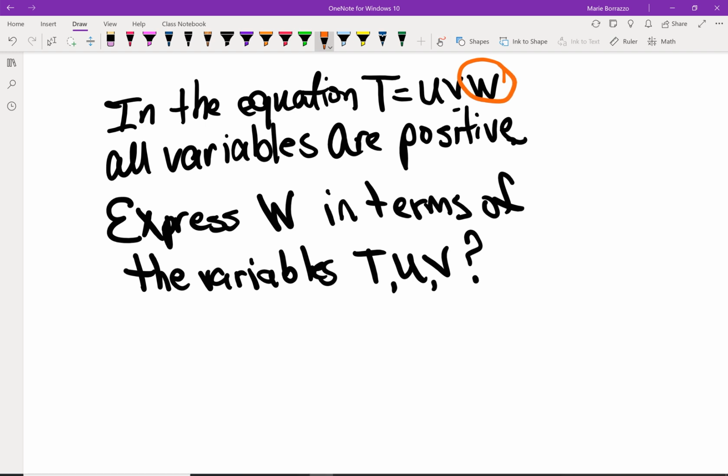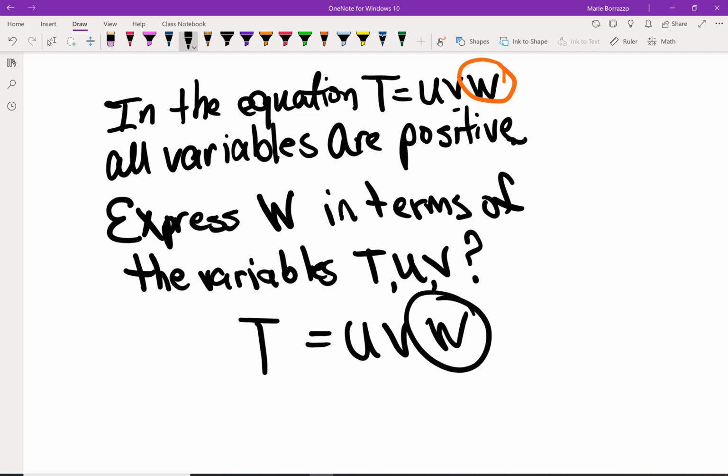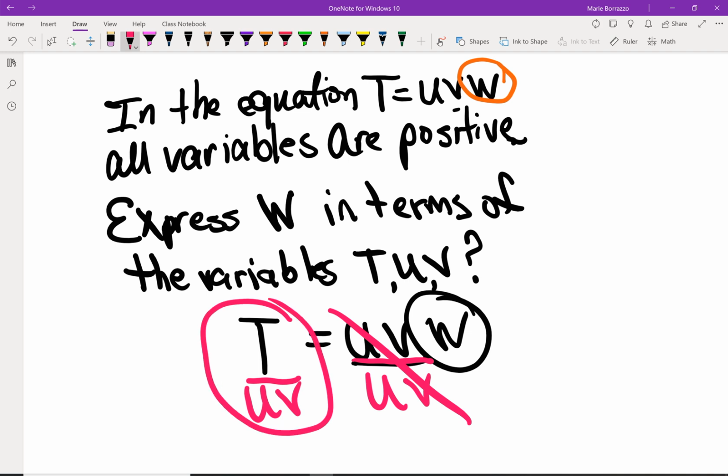What would be the way to approach this? If you have t = uvw, and I'm trying to solve for w, my next step is simply to divide by uv on both sides. That cancels, and that is your answer. That's one of the easiest things they're going to ask you to do.